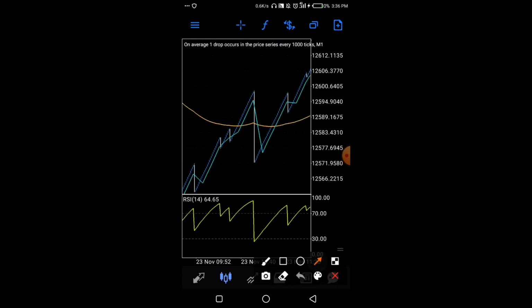Again, the market went back to the moving average, but unfortunately this one will be a loss because you'll be using a stop loss, so it will touch the stop loss and you will be out of the market. So this is how you trade.